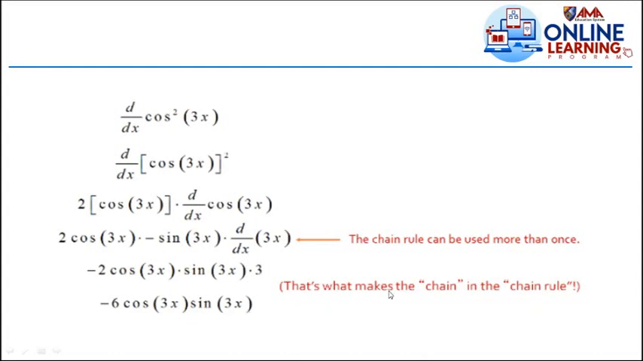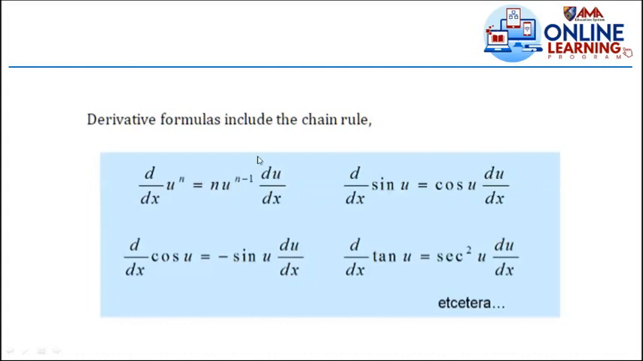That's what makes the chain in the chain rule. It's called the chain rule because it's like a chain, they are linked together, no? So, after simplification, this is now our final answer. We have negative 6 cosine 3x multiplied by sine 3x. So, we have now the derivative formulas including the chain rule.